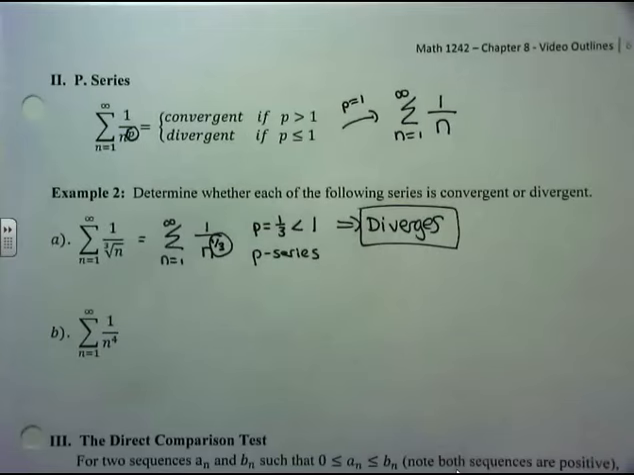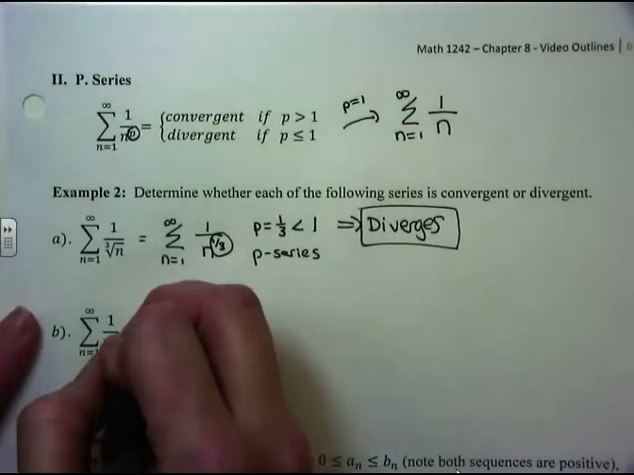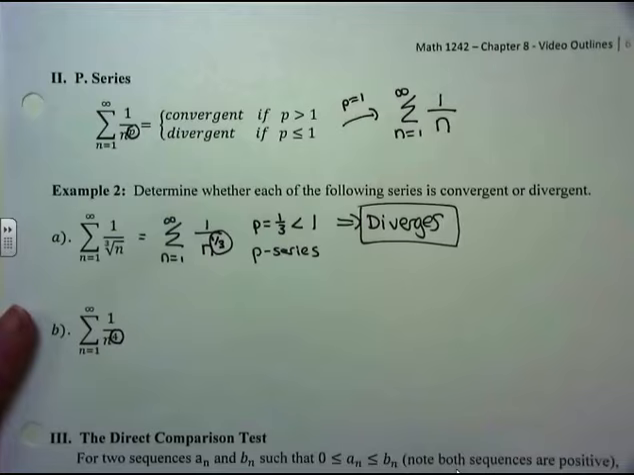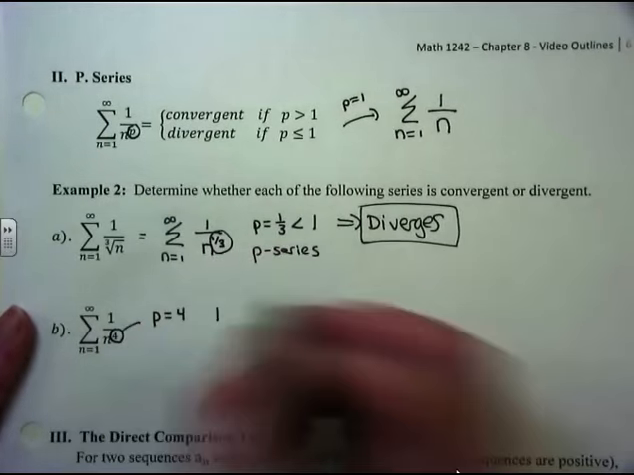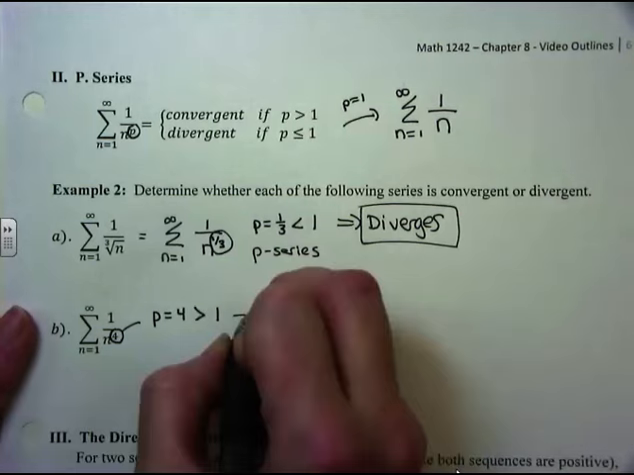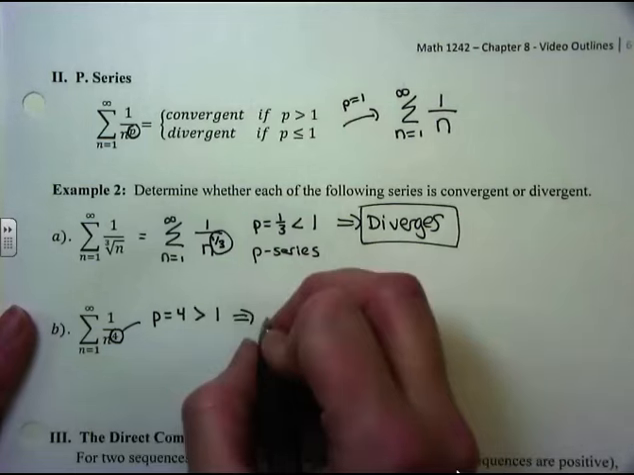In part B, I now have a sum going from 1 up to infinity of 1 over n to the 4th. It's very easy to see that this is a p-series. It is 1 over n to some power, and that power is 4. I compare that to 1. You notice it's greater than 1, so I know that this series converges.